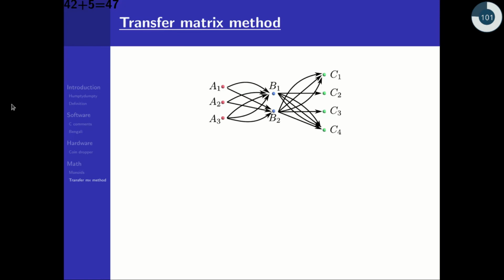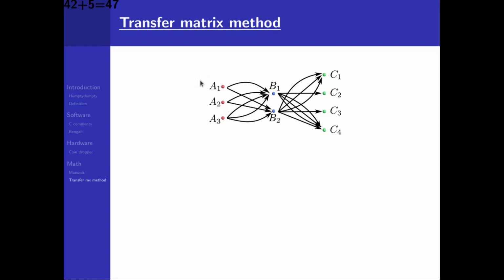In this final video, we are going to take a look at a rather unexpected and little known application of state machines in combinatorics. The method is called the transfer matrix method. To understand this, let's consider this simple example first.